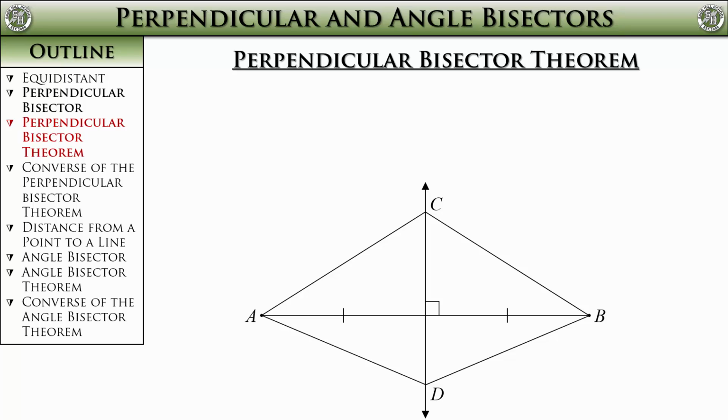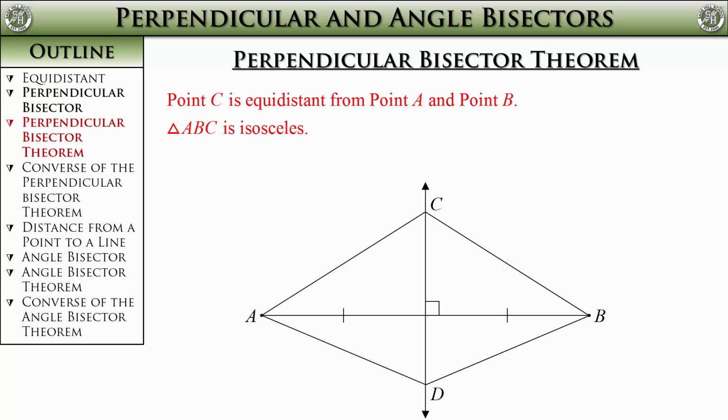Here I have a picture where line CD has been shown to be a perpendicular bisector. We have 2 points that are labeled that sit on that perpendicular bisector, namely point C and point D. So if you notice that you have that perpendicular bisector, you can make conclusions. First, since point C is on the perpendicular bisector, you know that point C is equidistant from point A and point B. We can mark those line segments congruent. This means that triangle ABC is isosceles.